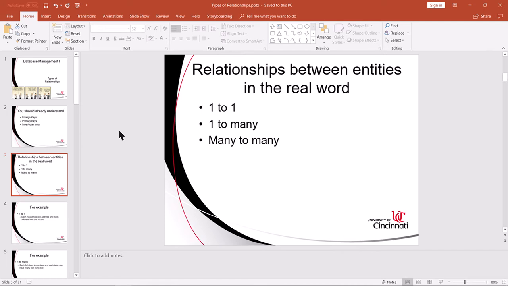One-to-many relationships, where one entity may be related to many instances of another entity. And many-to-many relationships, where one entity may be related to many other entities, and each of those entities may be related to many of the first entities. We will see some examples of these, and they will become more clear to you.